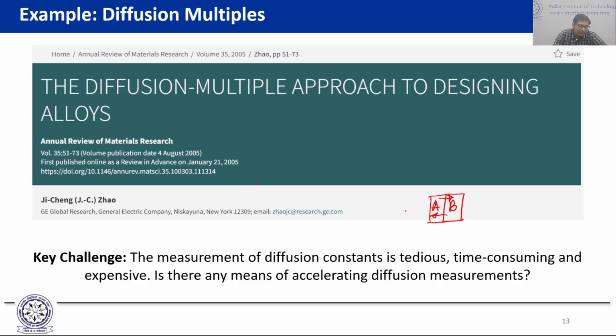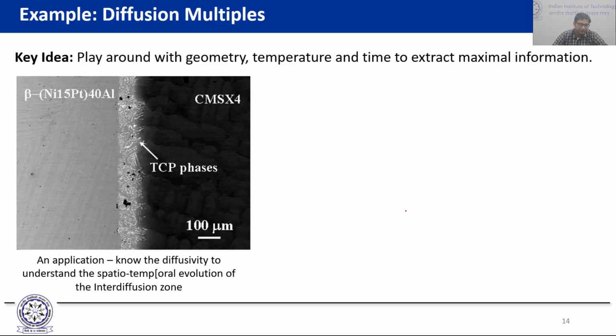This concept is then extended to form something known as a diffusion multiple. And the advantage over here is when you consider the measurement by diffusion couple, the measurement of the diffusion constants becomes quite time consuming, laborious and expensive. So using this diffusion multiple type of approach is a way of accelerating the measurement of diffusion constants. This is really important in a variety of engineering problems.